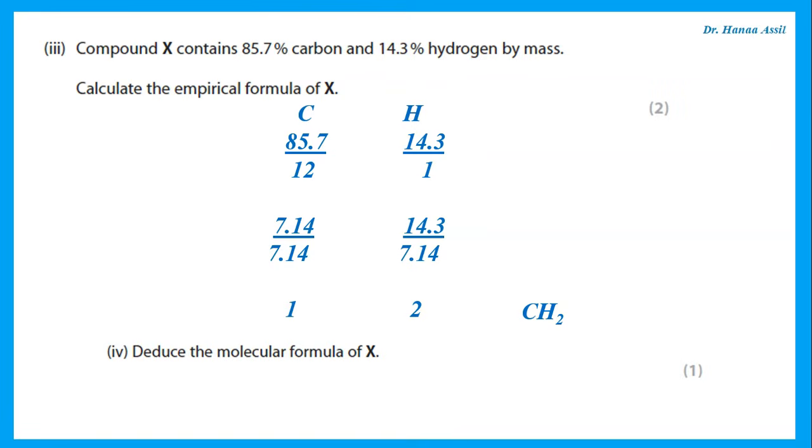We already have a mass number, right? The mass number we found was 70. So in order to get the molecular formula, we get the Mr of this empirical formula. The Mr of this empirical is 14. But we know that we calculated it to be 70, so 70 over 14 means the actual molecular formula is 5 times this empirical formula, so it is C5H10.